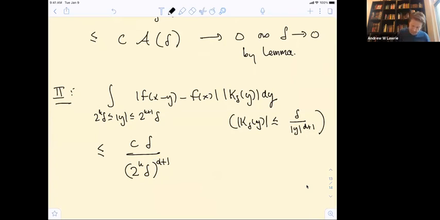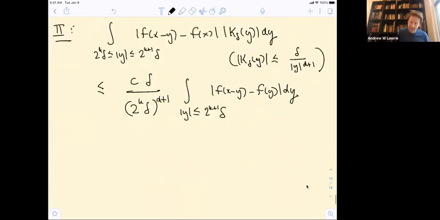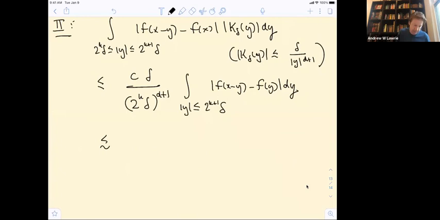So times the integral. And I'm free now. I'm going to make this even bigger. I'll integrate over the 2 to the k plus 1 ball, of f of x minus y minus f of x, dy. And now this is less than or equal to some constant times 2 to the minus k. I have an extra 2 to the minus k on the outside, times A of 2 to the k plus 1 times delta.